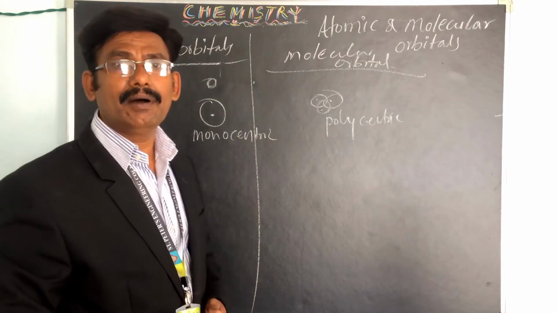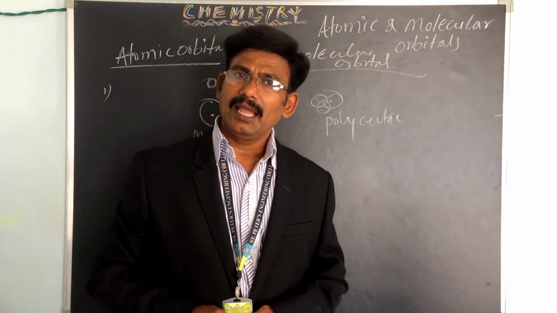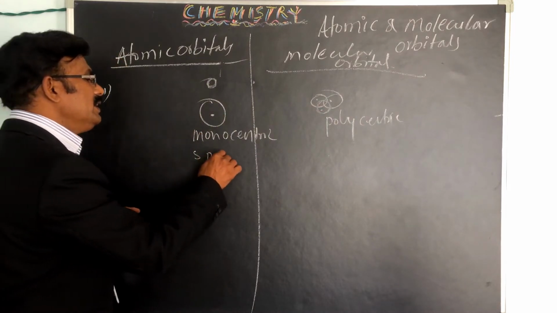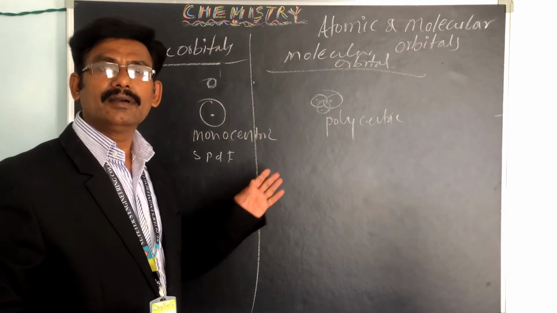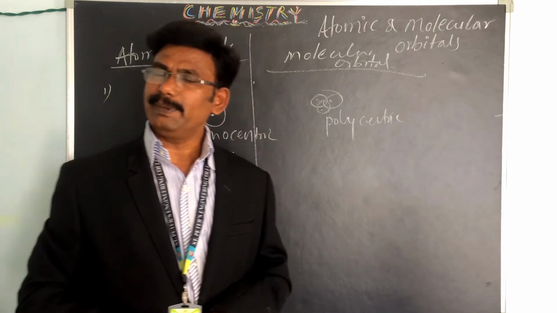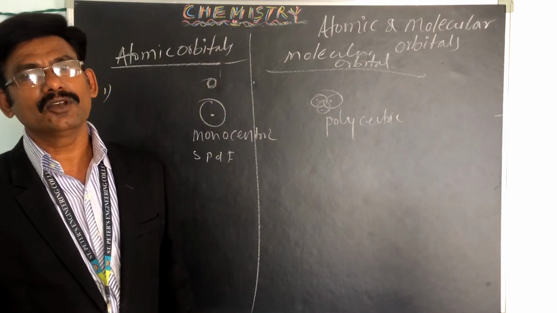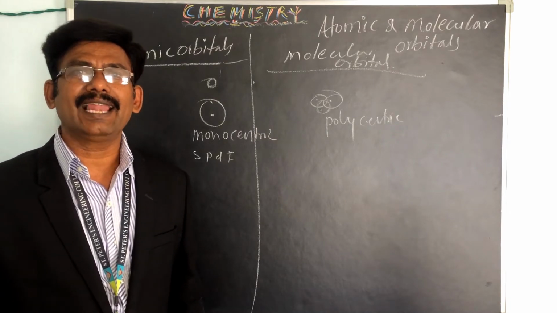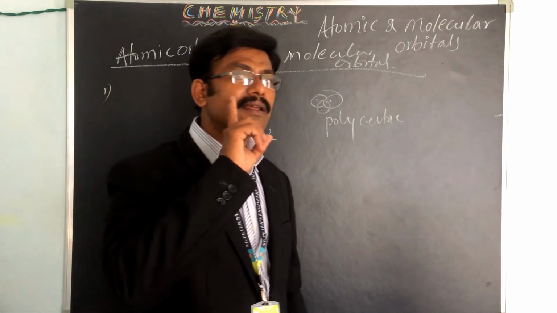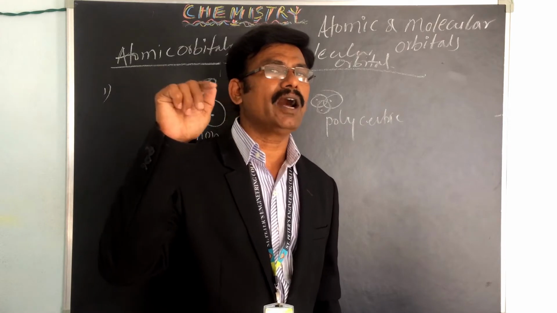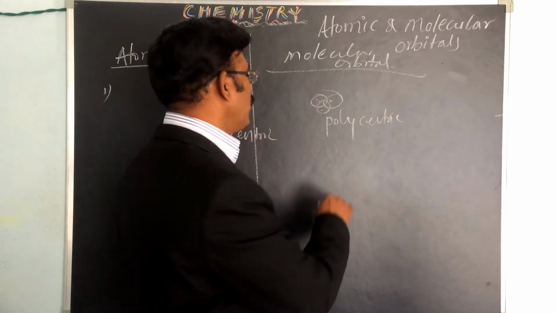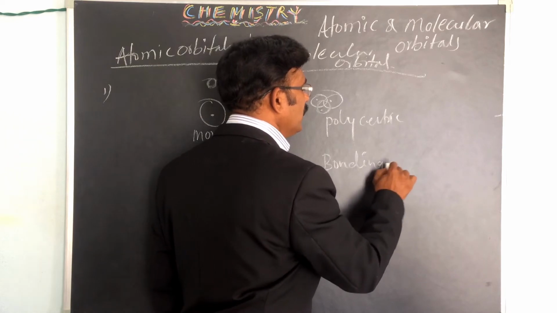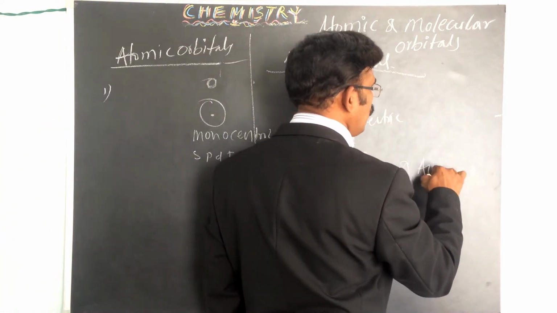Monocentric and polycentric. The atomic orbitals are named S, P, D, F. The molecular orbitals are classified not as S, P, D, F but as bonding and anti-bonding.